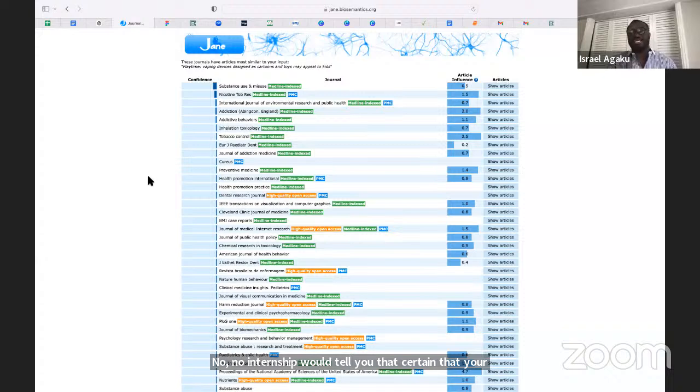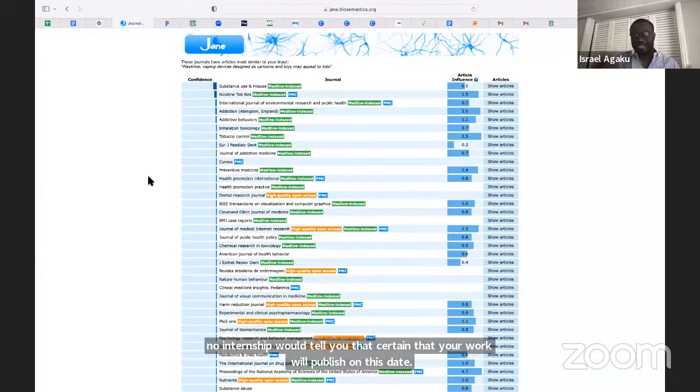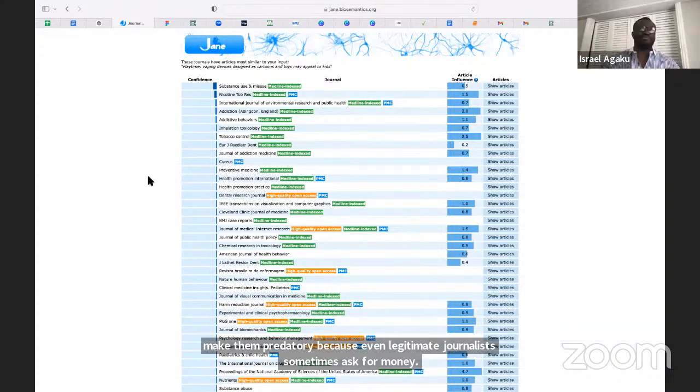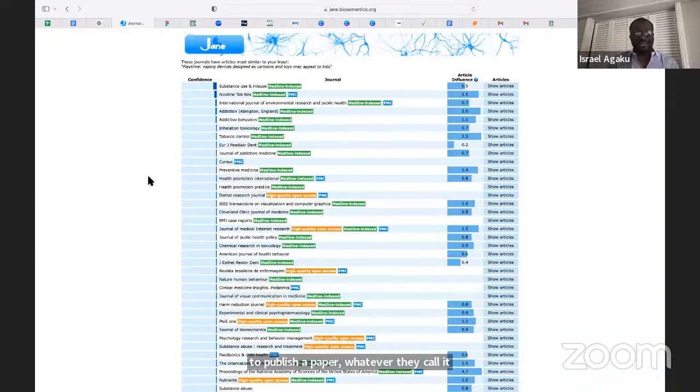Now, whether they are asking for money or not doesn't make them predatory, because even legitimate journals sometimes ask for money to publish a paper, whether I call it processing charge or whatever, that in and of itself is not qualifying. But the most important metric to use is your common sense.